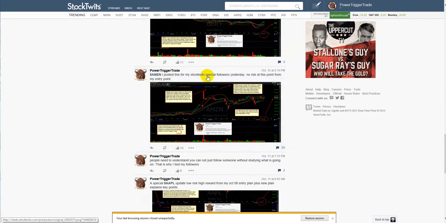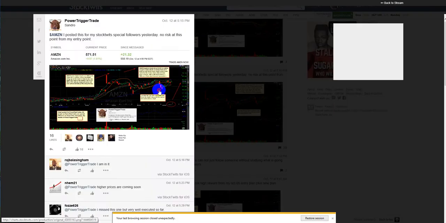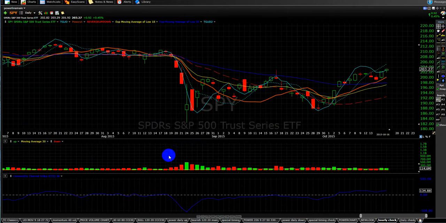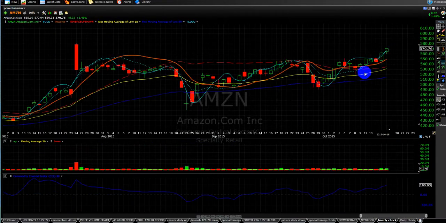All right, so here's Amazon. Now let's look at my Amazon idea here. Now this required a double entry, but let's take a look at this. Just like the SPY call, I expect the odds favor this higher along with the market, but confirmation is key. And look at this price. This was posted on Power Plan Trades on this day, which is probably a Friday. Let's go to the charts here, people, and let me explain what happened with Amazon. AMZN, Power Trade people.